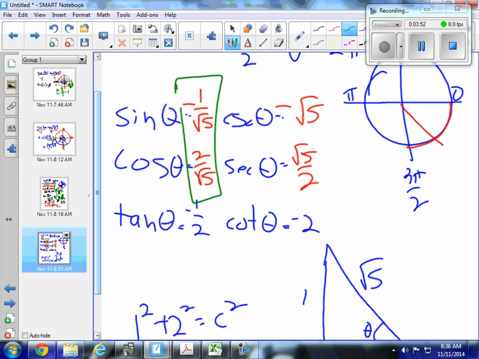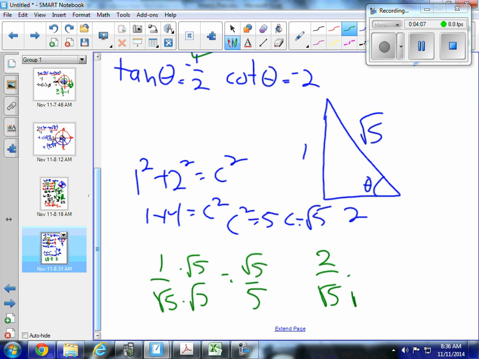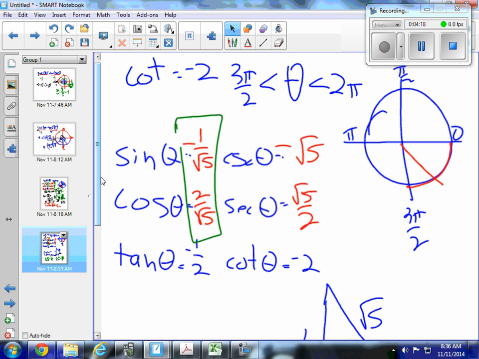But just to do it really quickly, if I have 1 over radical 5, I multiply by radical 5 over radical 5, and I get radical 5 over 5. And if I had 2 over radical 5, I will multiply by radical 5 over radical 5, and amazingly enough, I get 2 radical 5 over 5. So those would be the actual values that I would want here: negative radical 5 over 5, negative radical 5 over 5, and positive 2 radical 5 over 5.